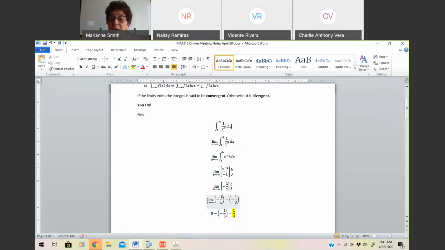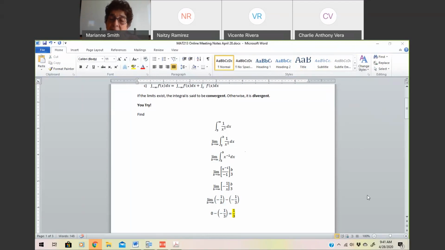And again, you can check this limit on Symbolab by taking the limit as x approaches infinity of negative 1 over x and seeing that it's 0, right? And then I have minus negative 1/3, okay? The opposite of negative 1/3 is positive 1/3, okay? So the value of this integral is positive 1/3.